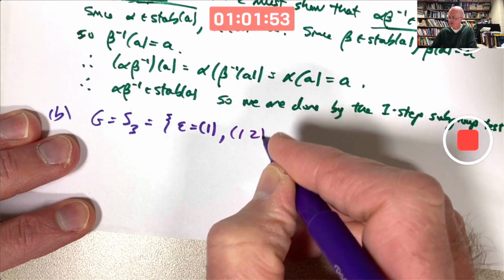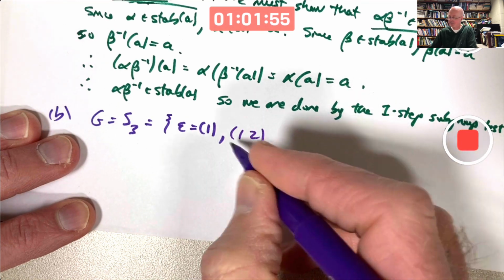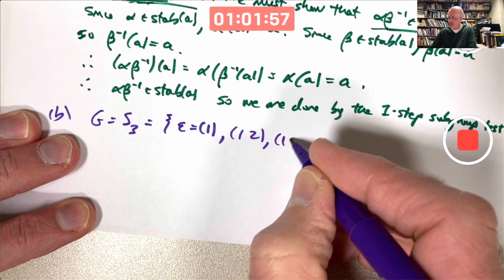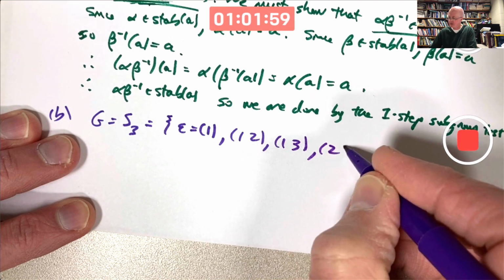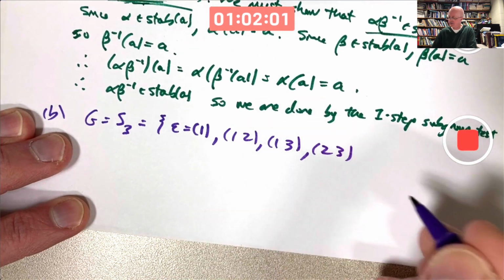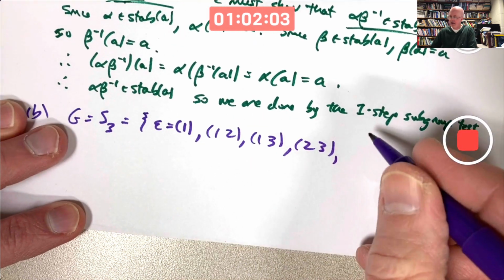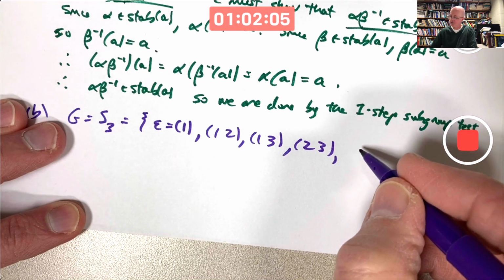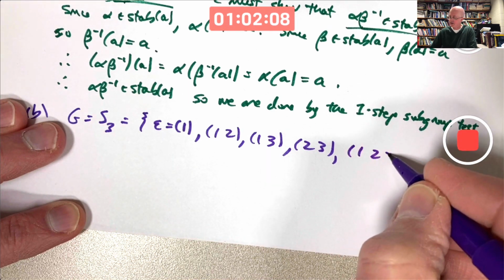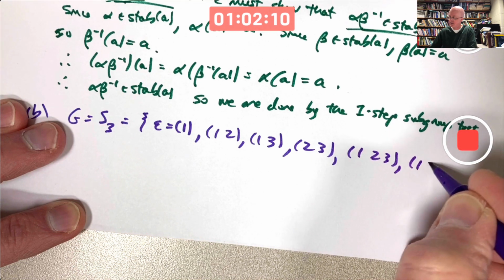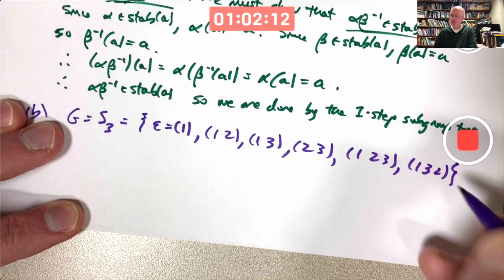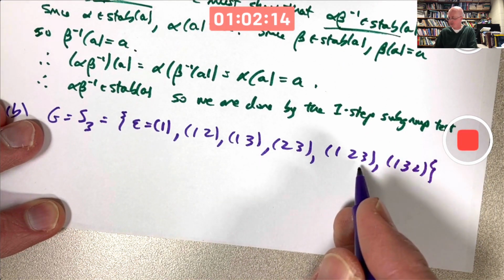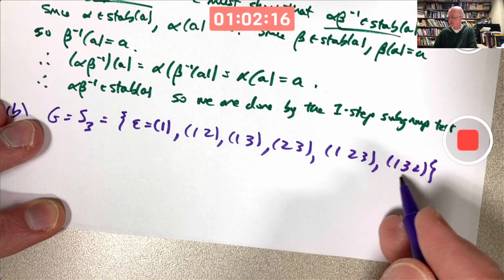Another permutation is (1 2). 1 maps to 2, 2 maps to 1, 3 maps to itself. Another one is (1 3). Another one is (2 3). Those are all cycles. And then there's 2 more elements that are also cycles: (1 2 3) and (1 3 2). You could write that one as (2 3 1) or (3 1 2). You could write this one as (3 2 1) or (2 1 3).